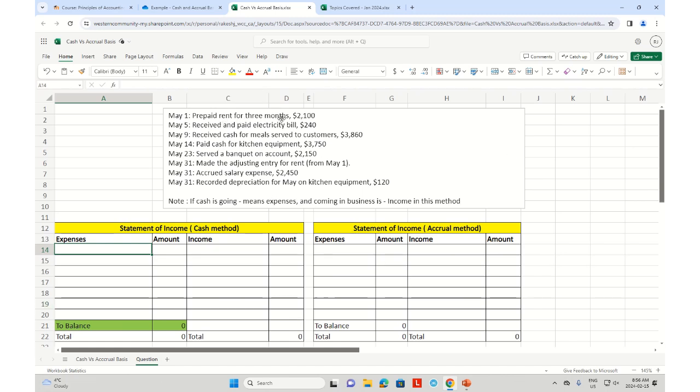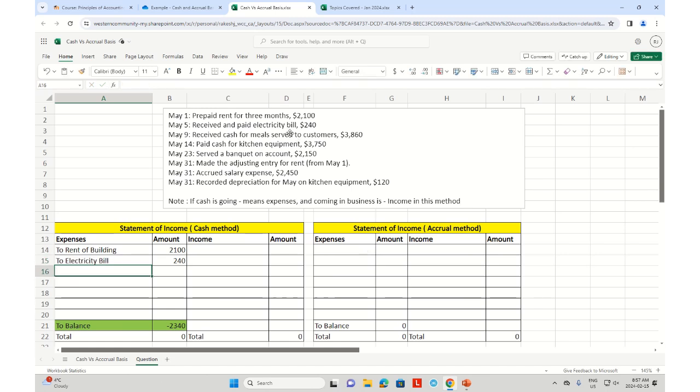Prepaid rent for the 3 months is paid, so $2100 is paid. So let's say I will write here 2100 to rent of building. I'm writing this on a cash basis of accounting. Okay, so prepaid rent for 3 months is 2100. Second is received and paid electricity bill 240. Under the cash basis of accounting, 240 I will write here to electricity bill, because it is paid by cash.